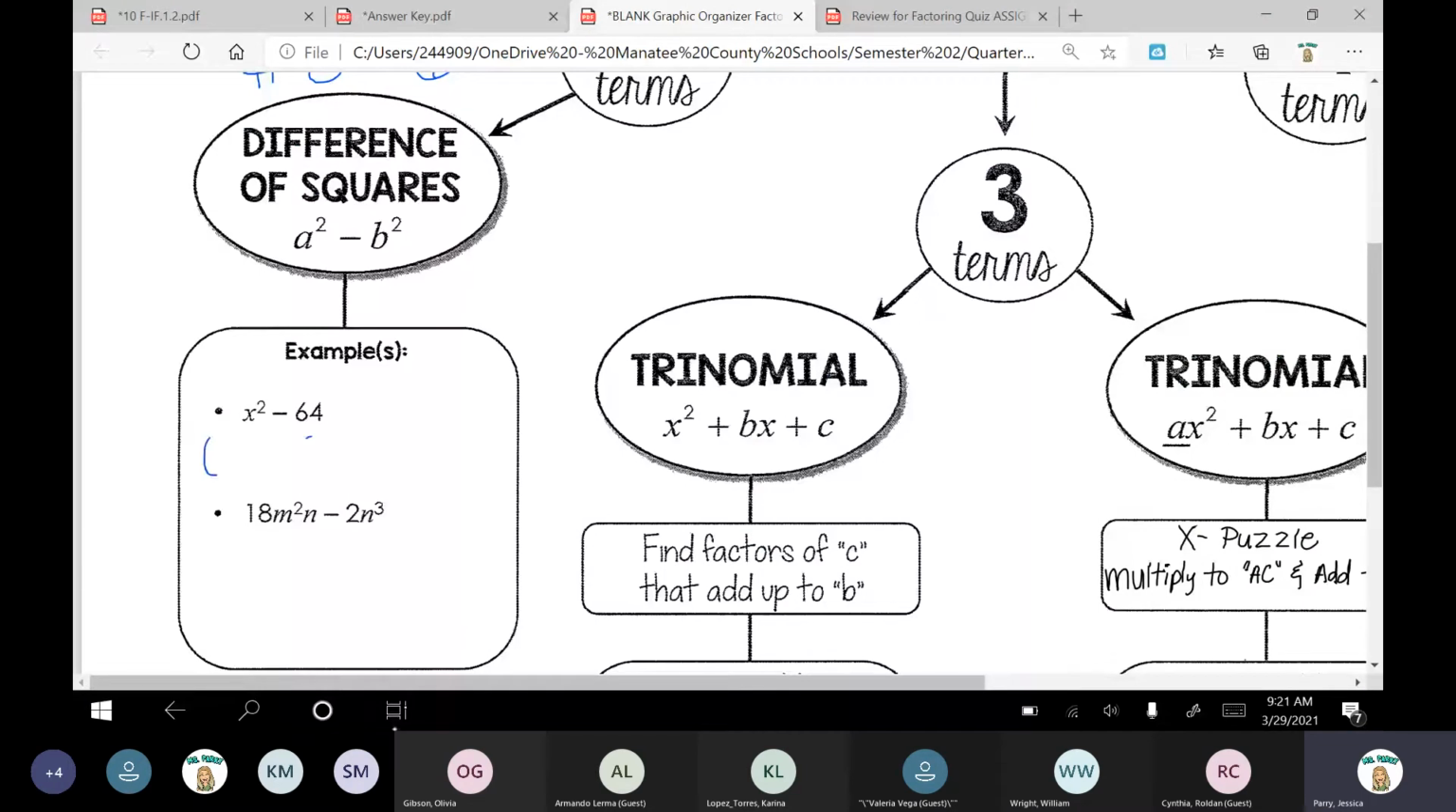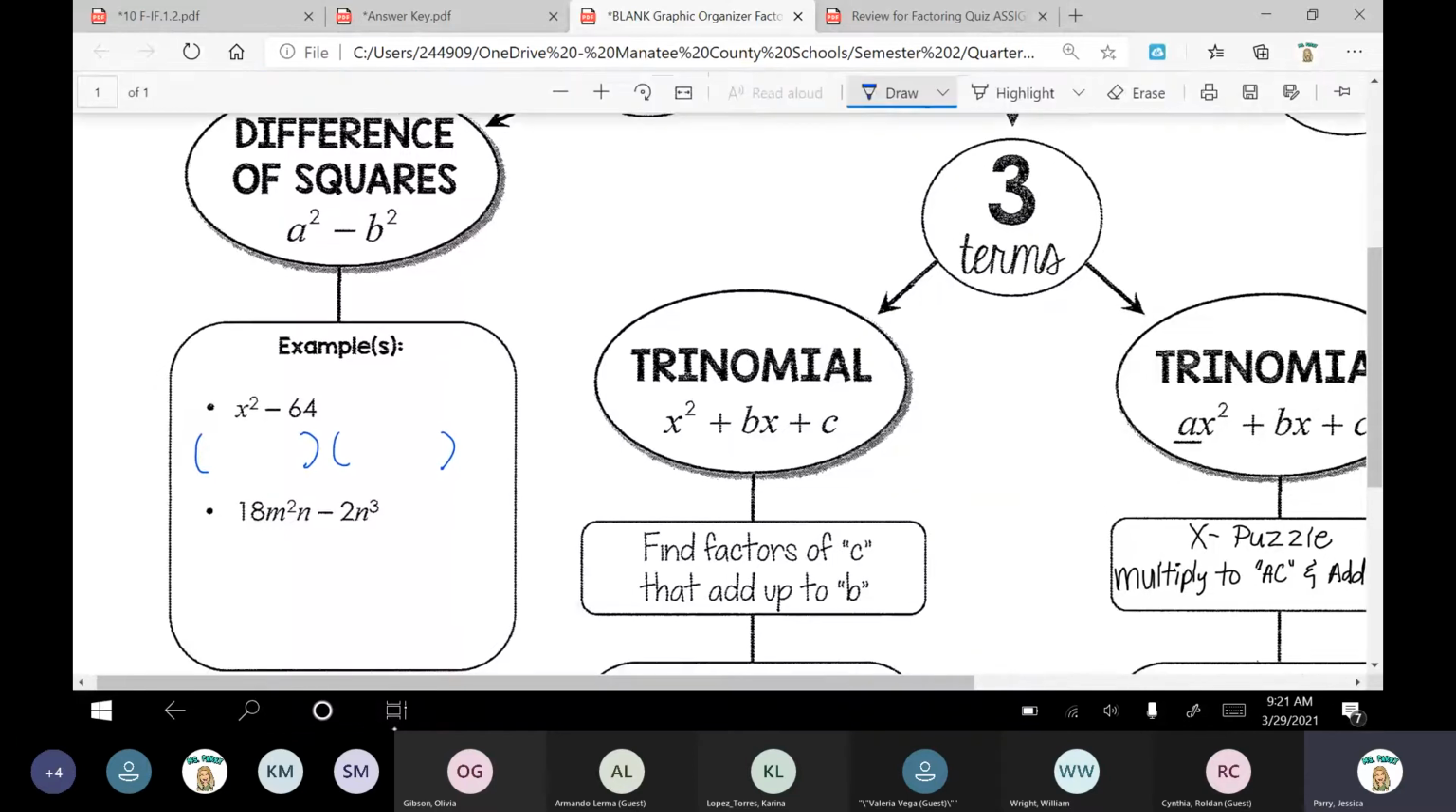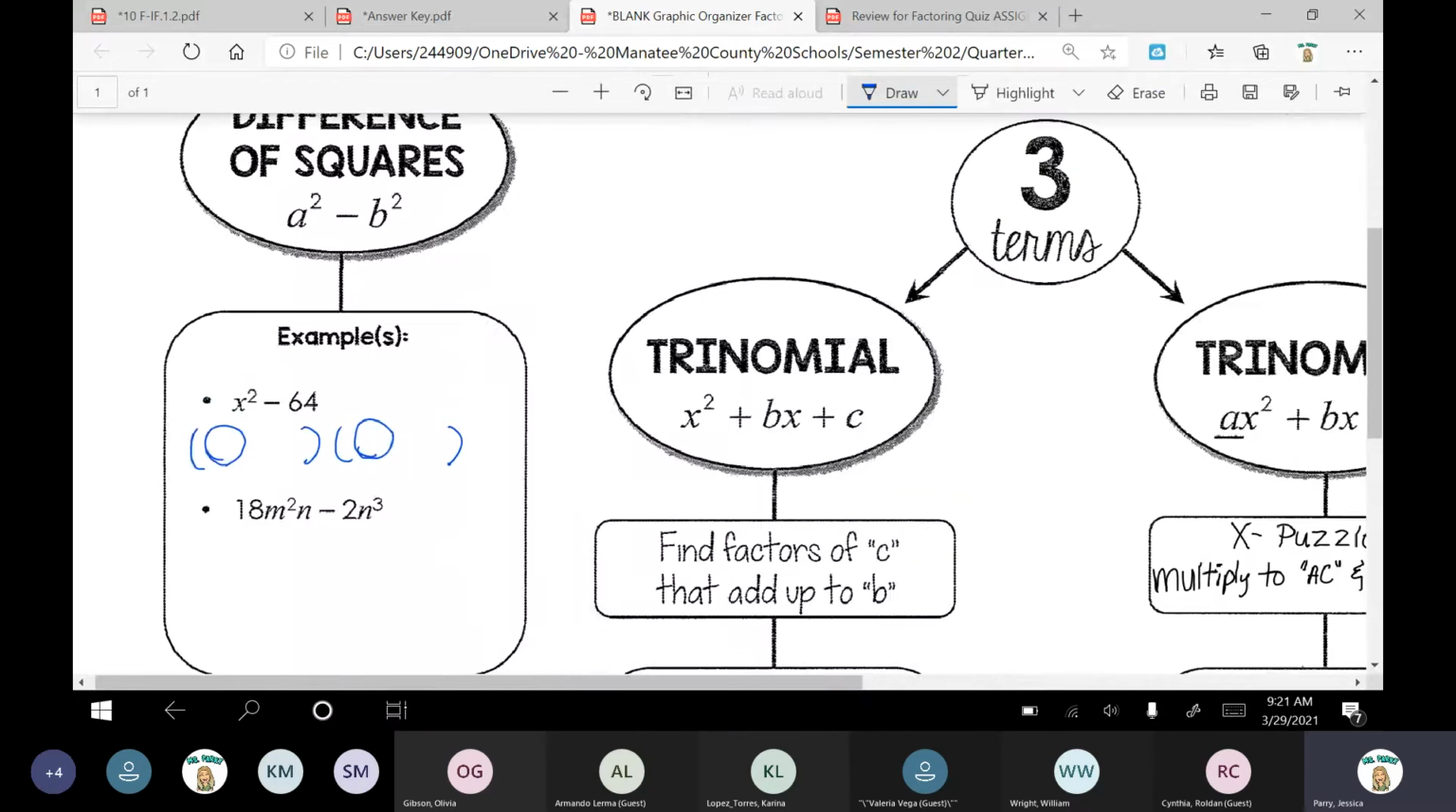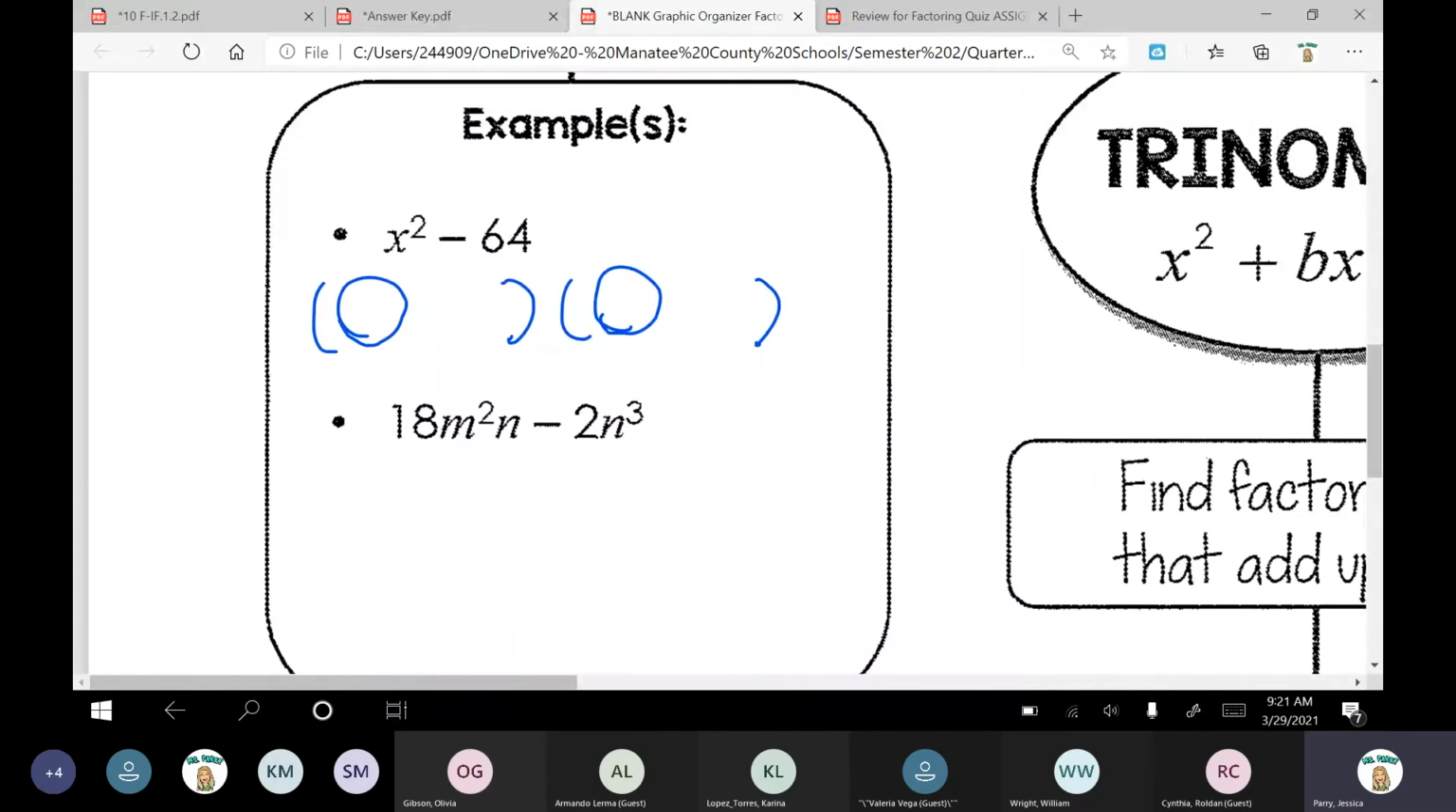Let's draw out our two sets of parentheses. And then this is where you just look for like the square root. Okay, let's think. What times what? I'll zoom in a little bit more. What times what is x squared? Or what is the square root of x squared? What times what is x squared?